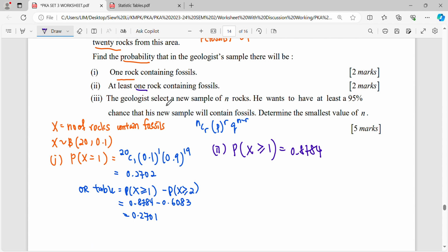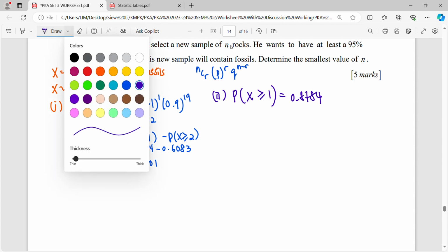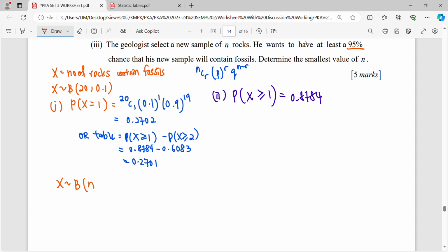Okay, number 3. The geologist selects a new sample of n. So now they change the distribution. X is distributed binomial, with a new sample. Then he wants 95% probability that in the new sample will contain fossil. Determine the value of n. So still talking about containing fossil, then your probability is still 0.1. Just the n we don't know.